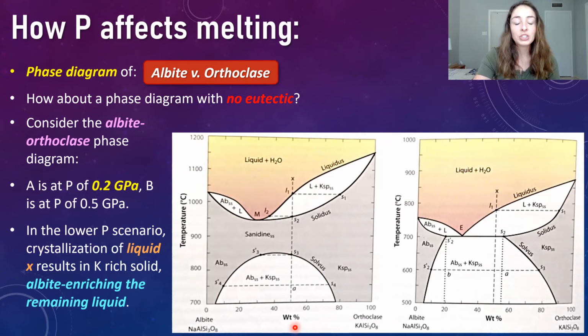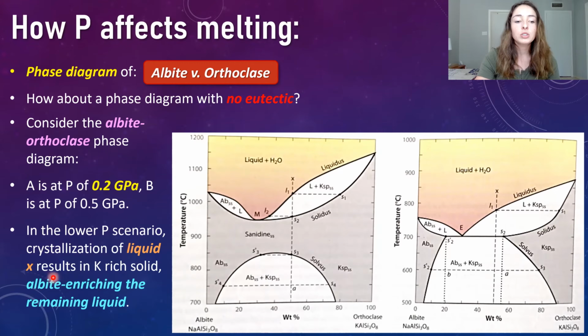First, what are the differences between these two diagrams? Well, the one on the left, diagram A, is at 0.2 gigapascals pressure. If we change the system and assume it's at 0.5 gigapascals of pressure, we can see that the eutectic shows up and the whole diagram changes quite substantially. So we'll talk about why in a second, but let's consider the lower pressure scenario first, the 0.2 gigapascals, or the left graph.